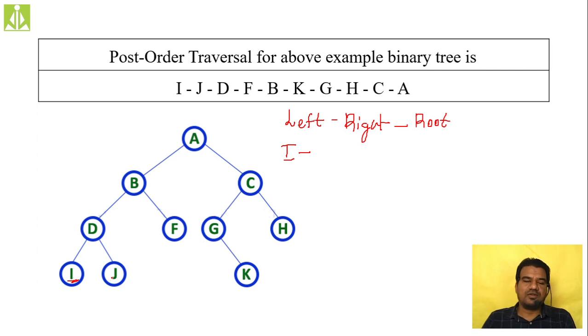J, try to visit left. There is nothing. Try to visit right. There is nothing. So visit root. J we are visiting. Okay. So for J, root is visited. Left, right already visited. So go back to D.